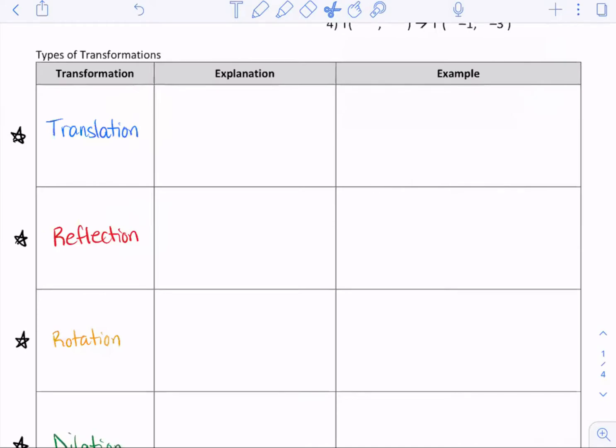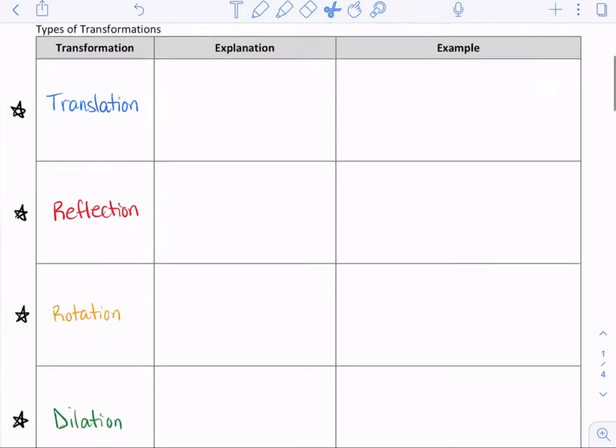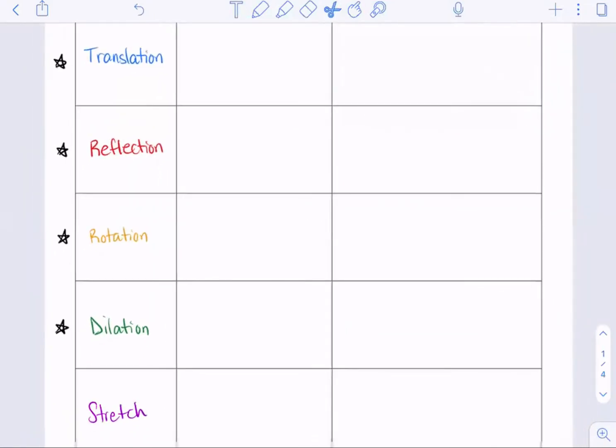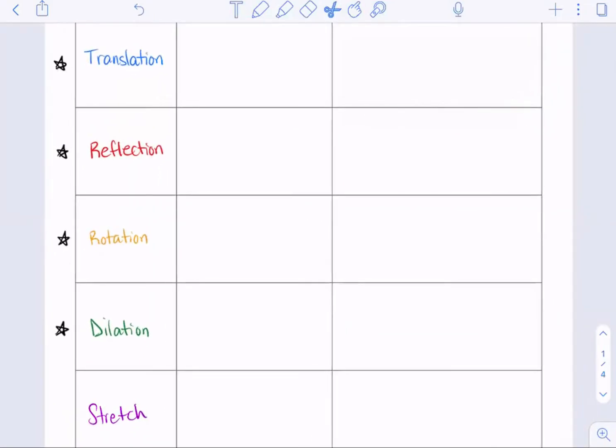Hi everybody. So today we are going to recognize the different types of transformations. As you can tell, I starred four main ones that you really need to know. I'm going to talk briefly about a fifth one that's not really recognized as one of the major transformations, but it's good to have an idea of the differences.